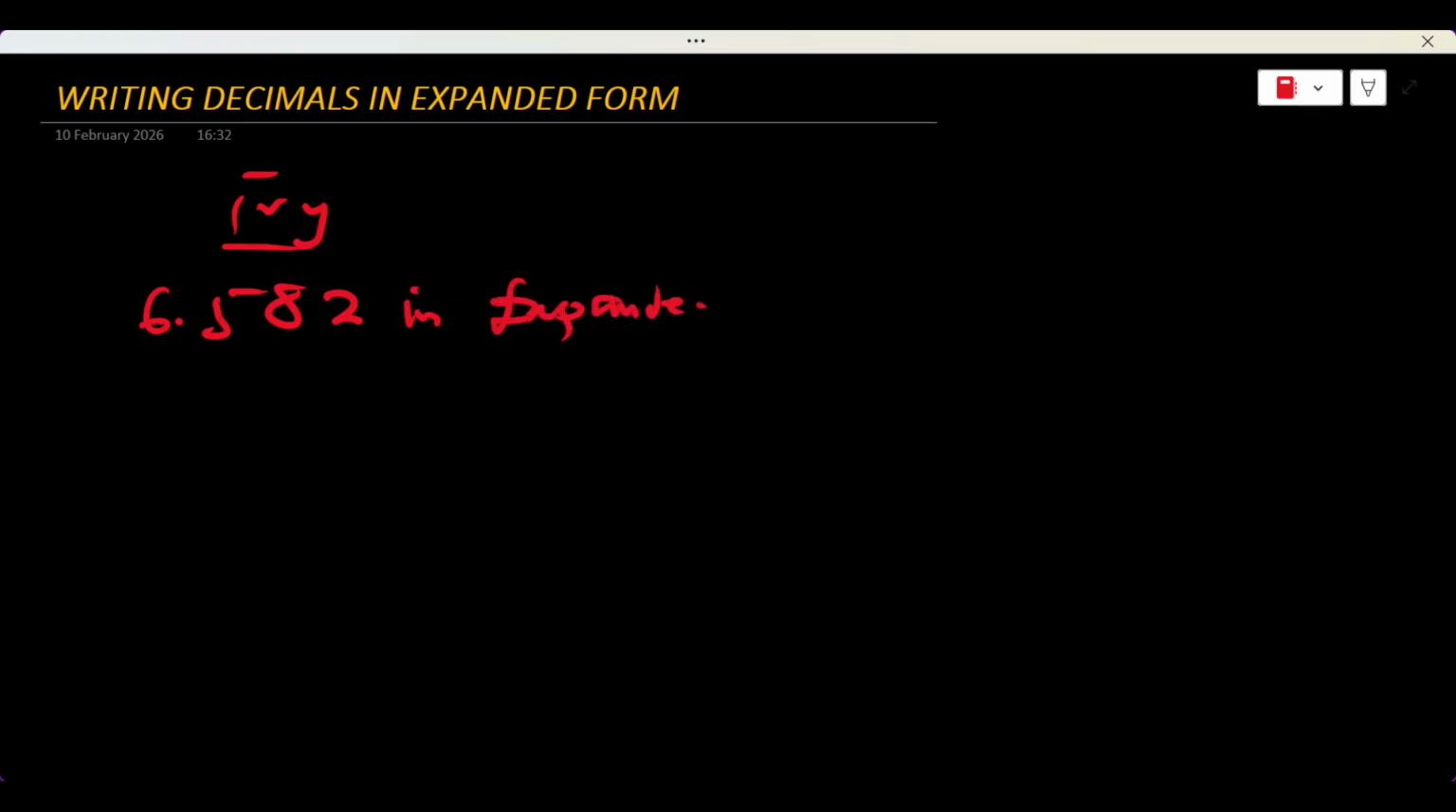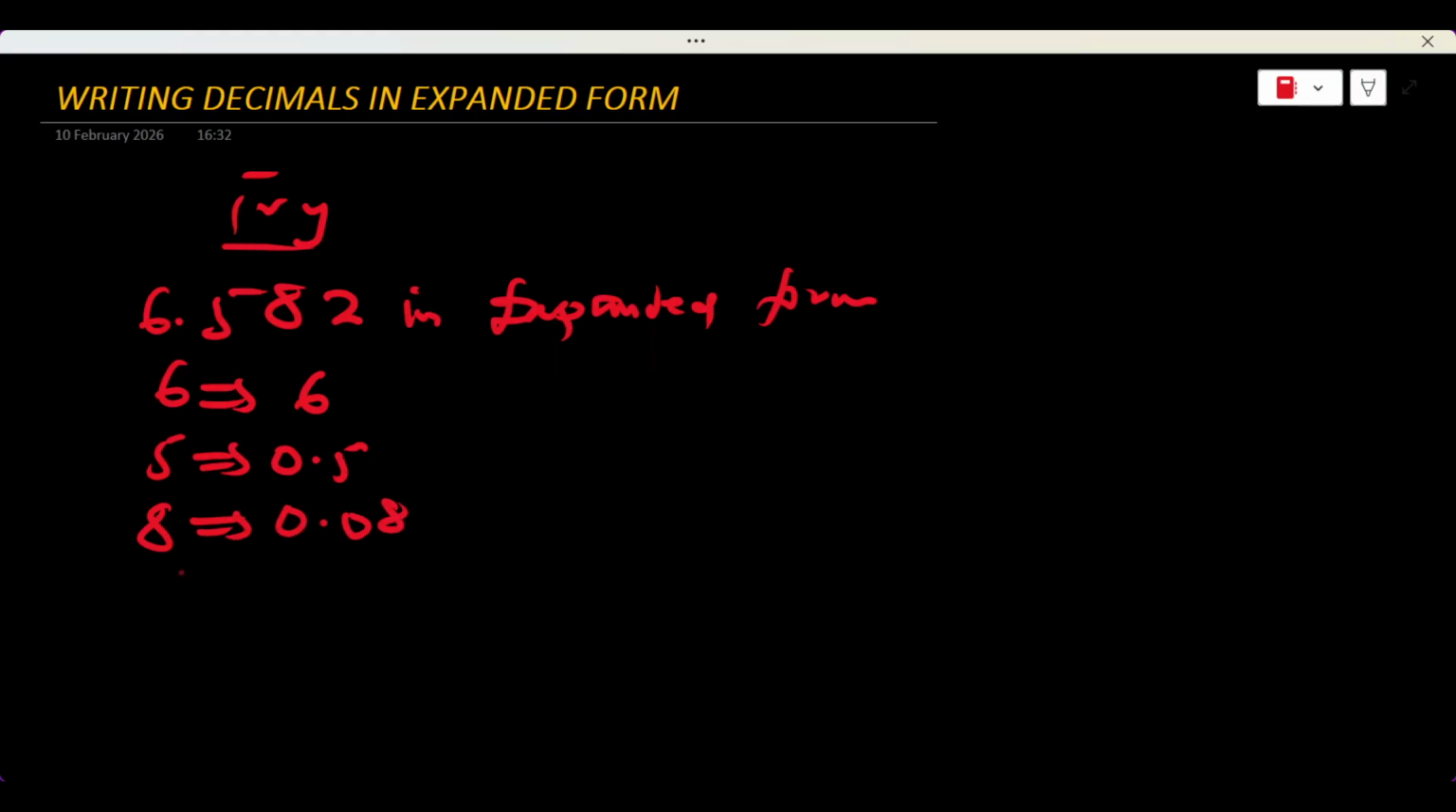So we have a solution. First thing to do is to write the decimal place values of the various digits. We have 6 to be the 6 ones. And then we have 5 be 5 tenths, written as 0.5. And we have 8 to be written as 8 hundredths, written as 0.08. And we have 2, which is 2 thousandths, written as 0.002.